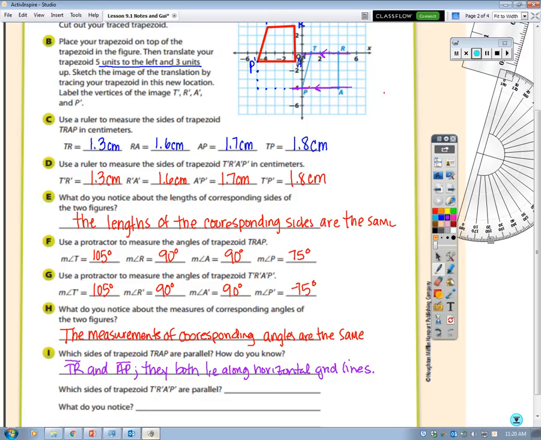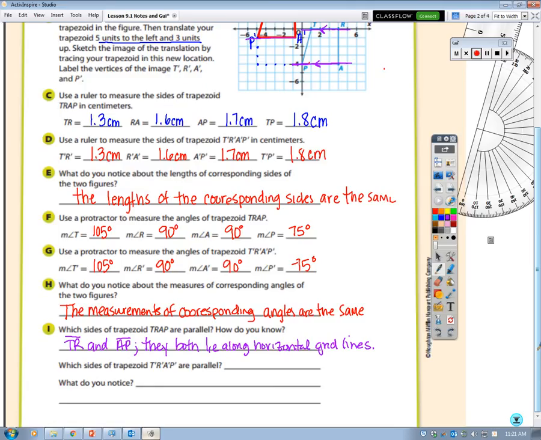Well, we can assume that since the side lengths are the same and the angles are the same, the same corresponding sides would be parallel. They also lie along horizontal lines. So we would say, with this notation, line T prime R prime and line A prime P prime. So what do you notice? The sides that were parallel in the pre-image are the same in the image. So the lines that are parallel in the pre-image are also parallel in the image.